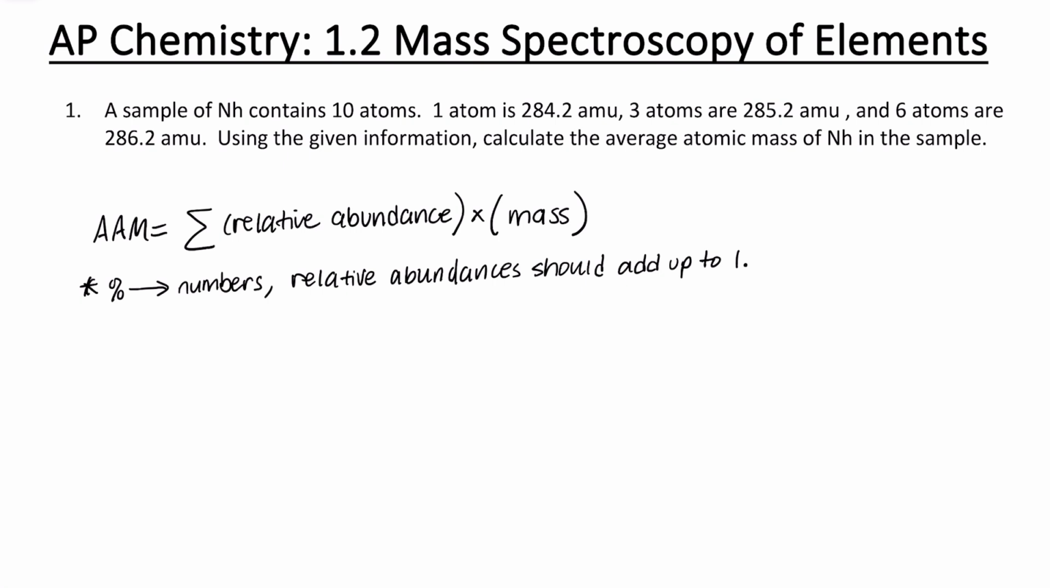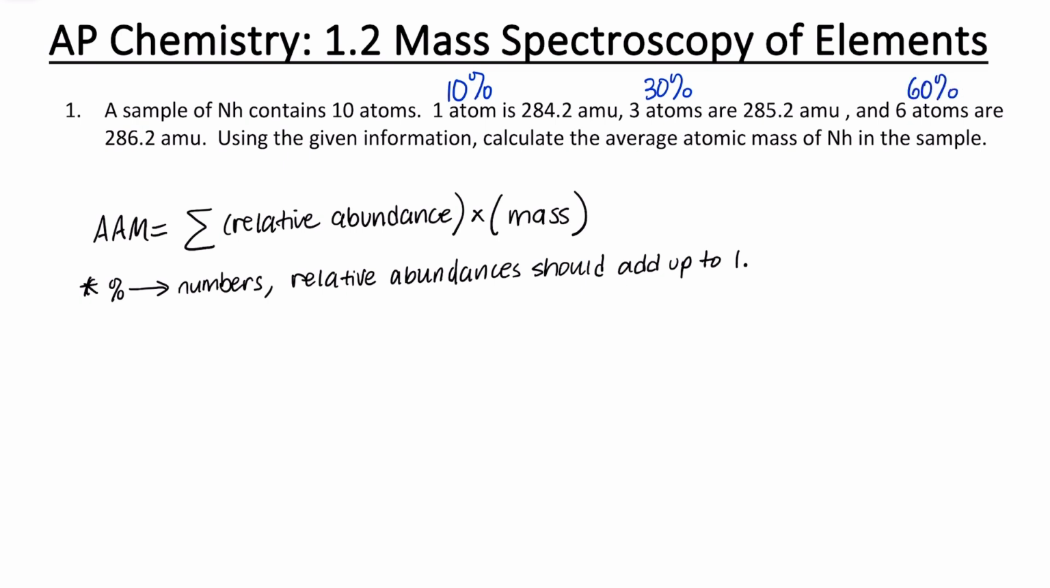Okay, so we're given 10 atoms. One atom would be 10% of the atoms. 3 atoms would be 30% of the atoms, and 6 atoms would be 60%.